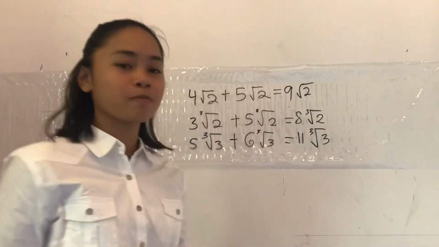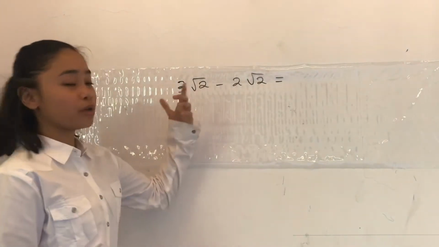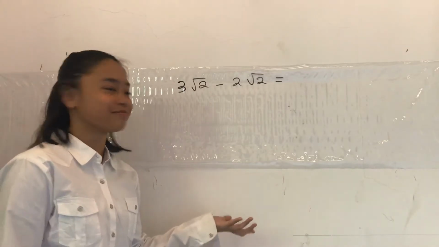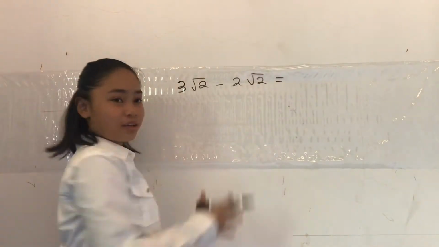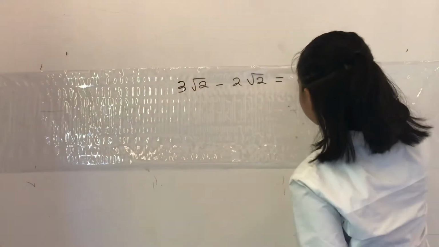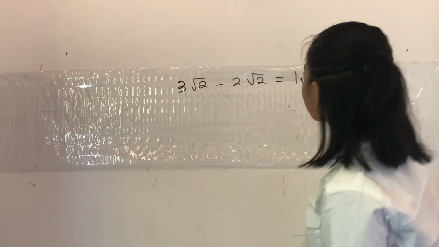Those are similar radicals. It's the same process, but you will be subtracting instead of adding. Just copy the radical here, but you will be subtracting the 2, so it will be 1 with the square root of 2.